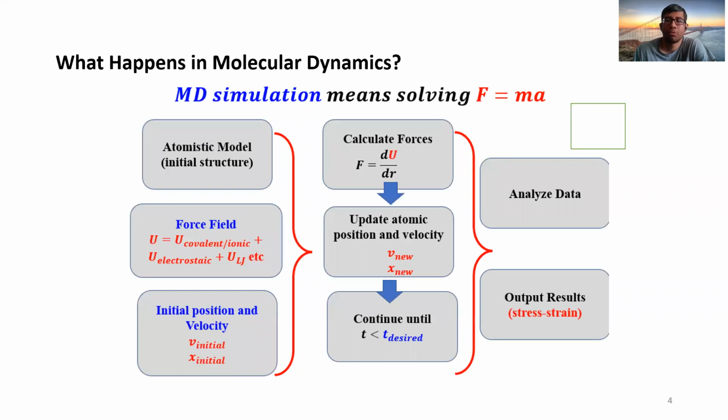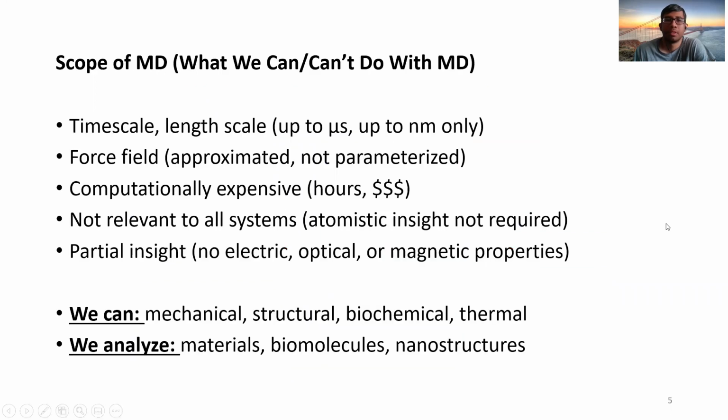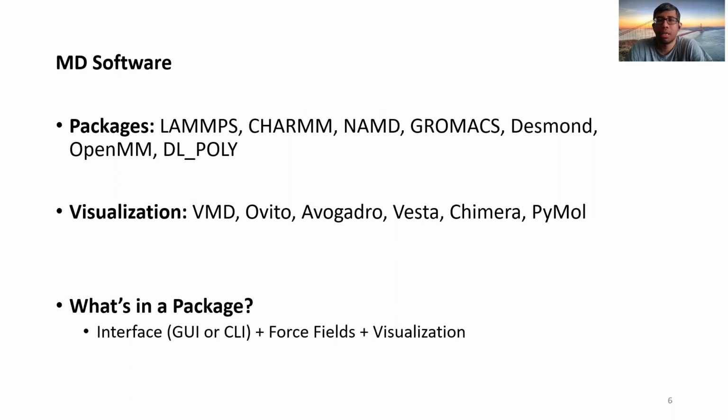So this is just a flashback of what happens in molecular dynamics and what we can and can't do with MD. In terms of MD software, there are several packages that you can use. The most popular ones are LAMMPS, CHARMM, NAMD, GROMACS, DESMOND, OpenMM, DL_POLY, and there are many more that are popularly used. Which package is appropriate for you depends on what problem you're trying to solve. For example, if you want to solve a problem associated with some protein or biomolecules, probably you are going to be using CHARMM, NAMD, or GROMACS.